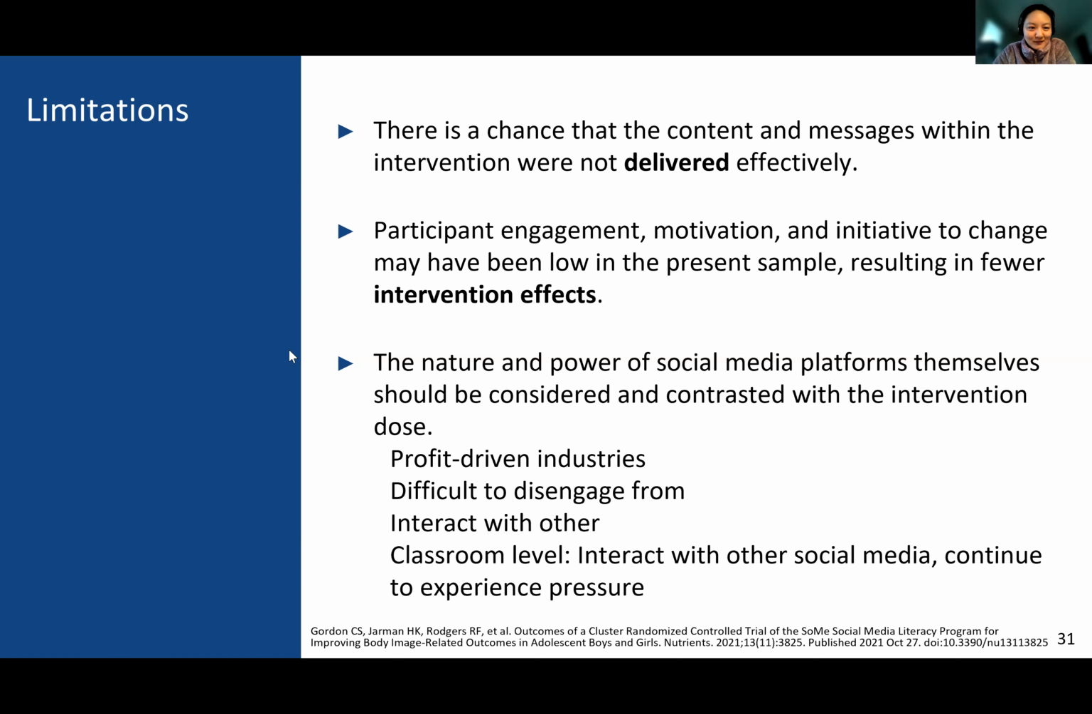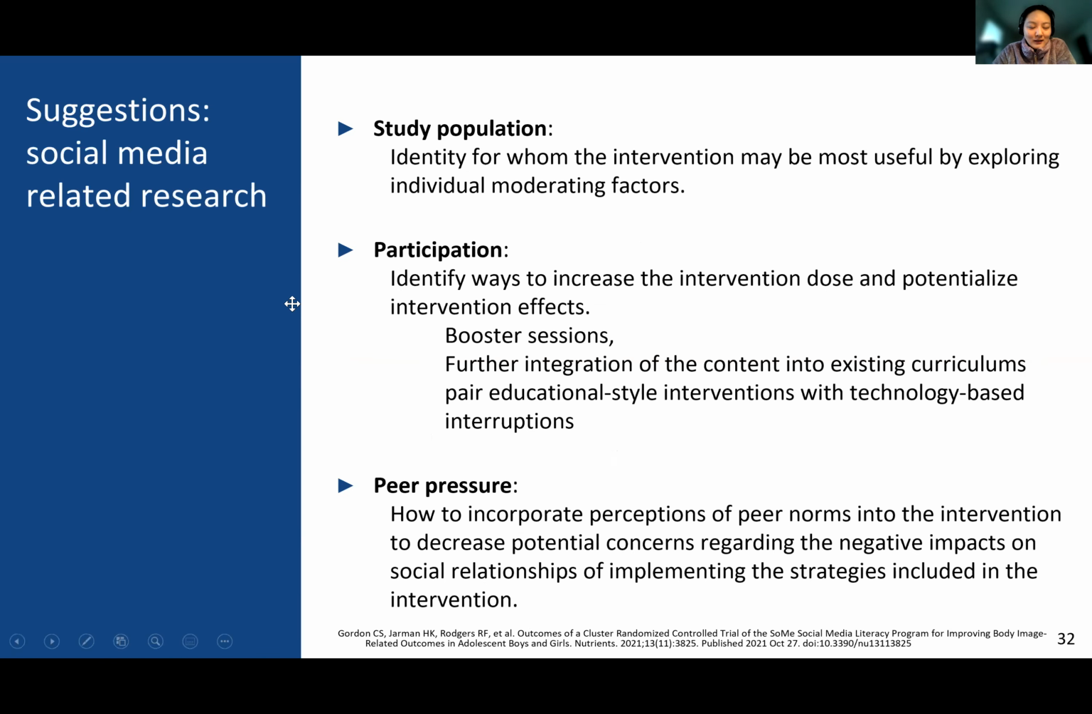Okay, I'm going to move on. The authors also gave some suggestions for future social media related research. It has 3 points, and I tried to combine and summarize them. The first is that when thinking about the study population, we need to identify for whom the intervention may be most useful by exploring individual moderating factors. So try to figure out the most suitable target population for our study.